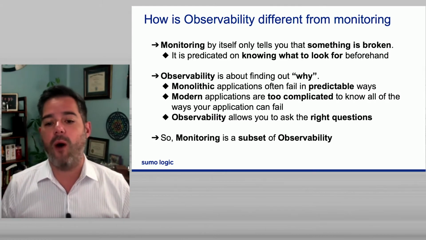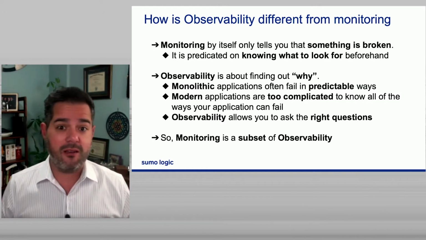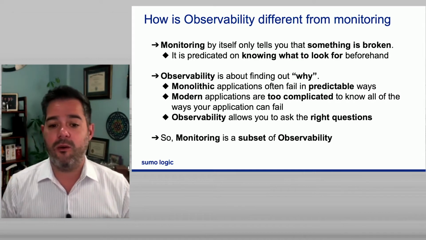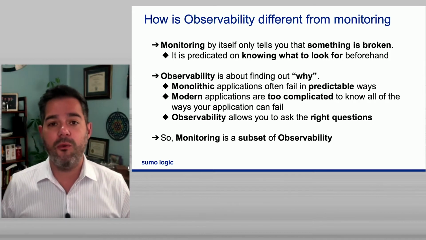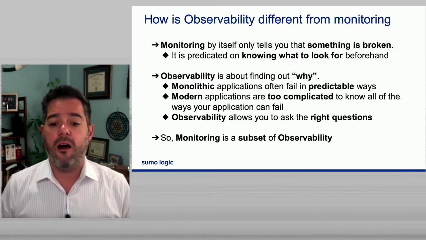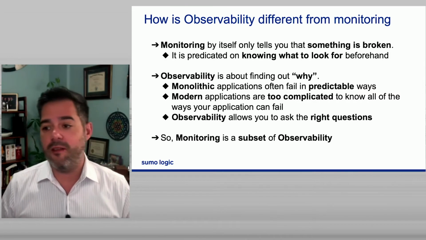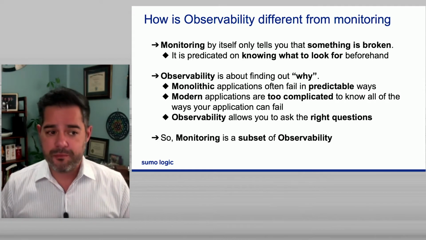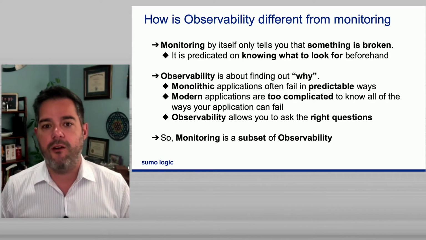Observability is about finding the why. Monolithic applications often fail in predictable ways, which is great. So we put in the monitors, and it's all happy and go-lucky. But modern applications are sometimes too complicated to know all the ways that things can go sideways. Observability allows you to ask the right questions by having all of this information and making sense of it with advanced analytics, machine learning, et cetera, to bring it all together and give us a broader view with deeper context of your digital application.